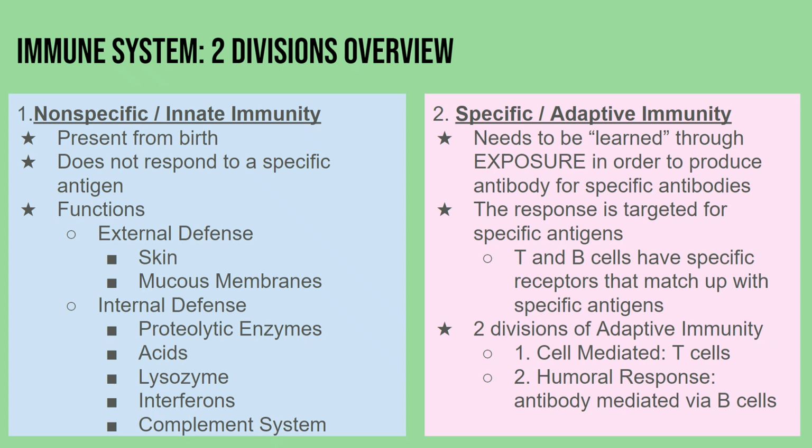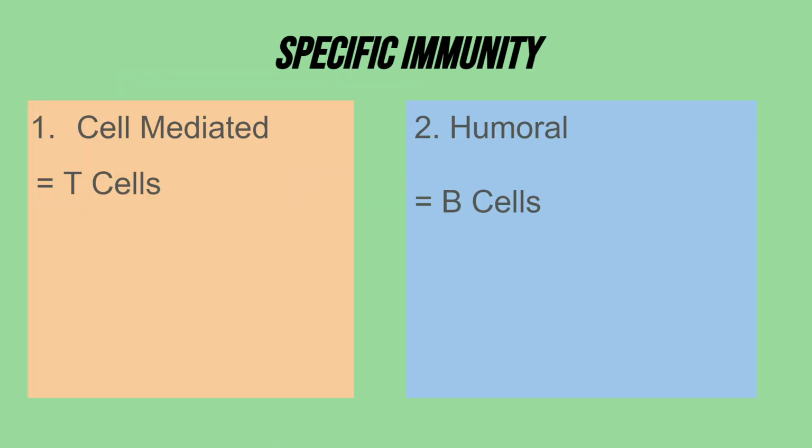Specific immunity needs to be learned through exposure, so you can produce antibodies for a specific pathogen. This is where we get the T cells and the B cells. These have specific receptors that match up with specific antigens to initiate a specific response. Within specific immunity there are 2 divisions: cell-mediated, which is your T cells, and the humoral response, which is your B cells. We're going to look closely at those today. I color-coded the slides: orange slides are cell-mediated with T cells, and blue slides are the humoral response and B cells.